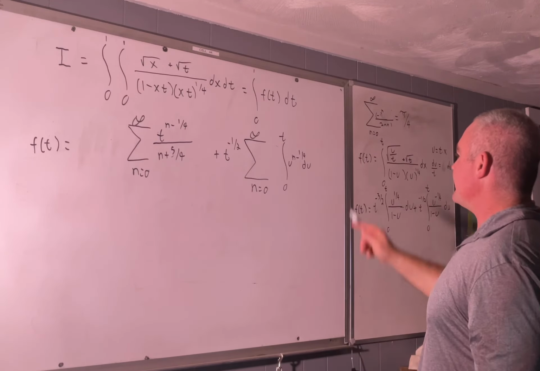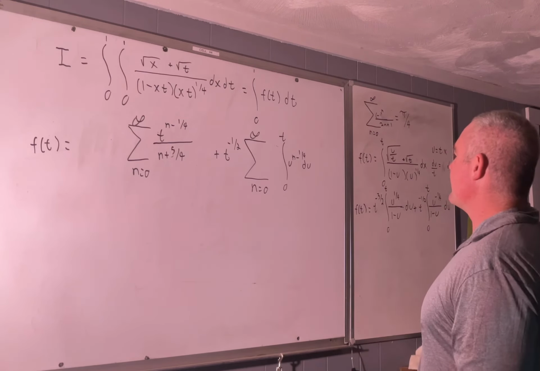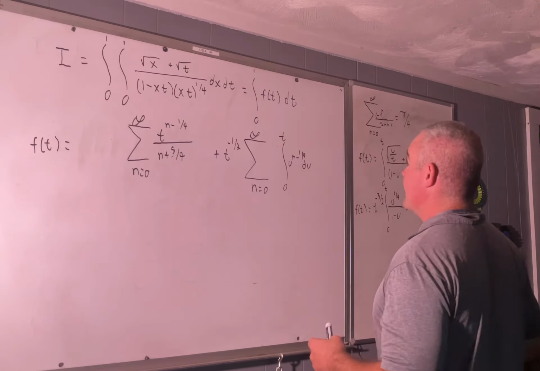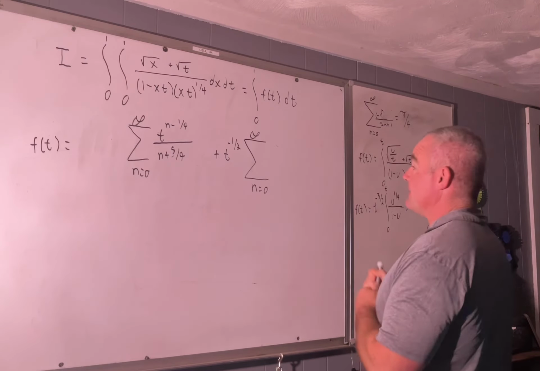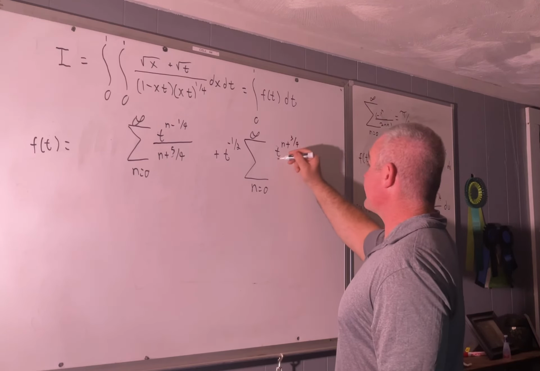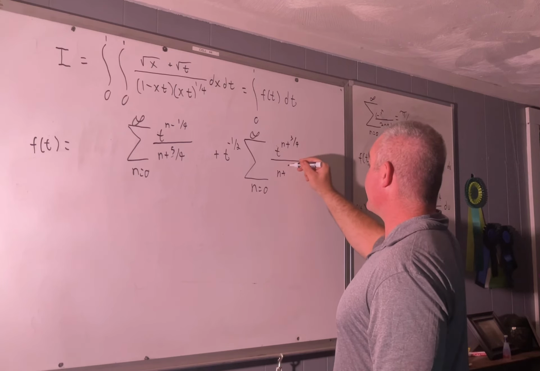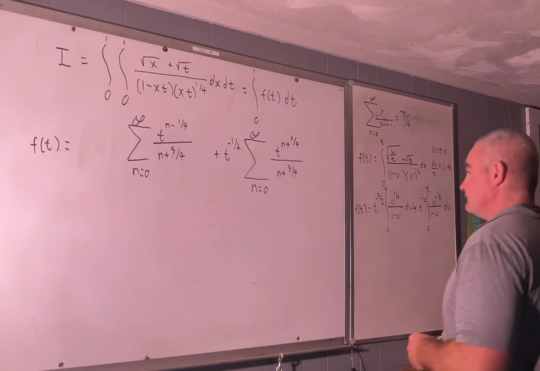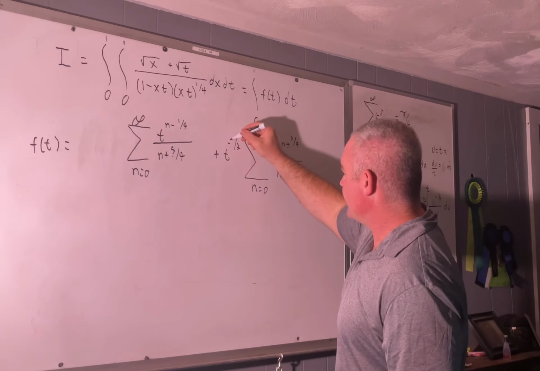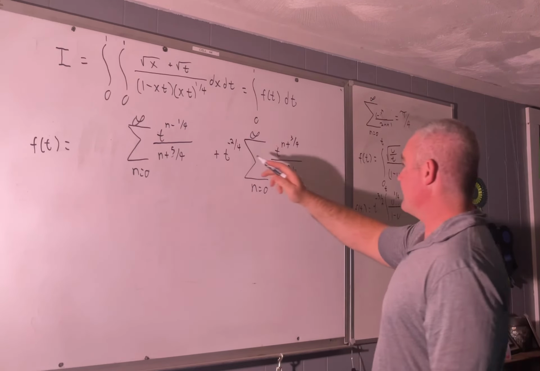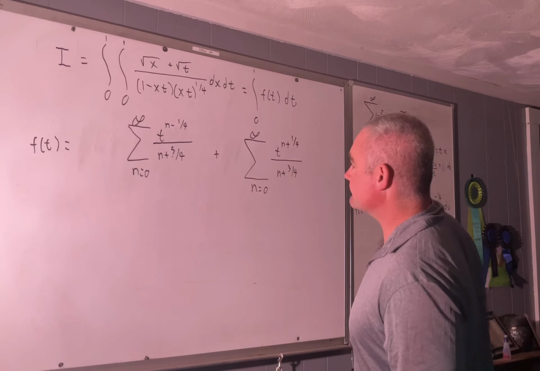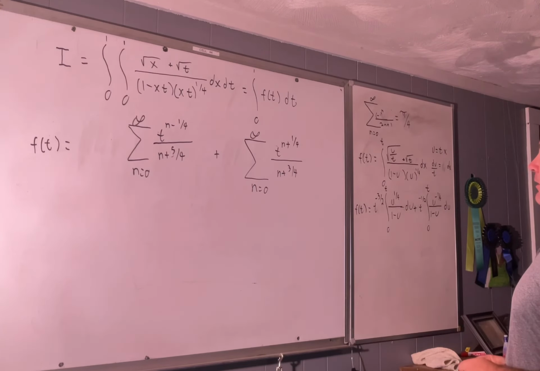All right, let's see what happens when we do similar things over here. Let's see, we're going to get u to the n plus 3/4 over n plus 3/4, evaluated at t, so we're going to get t to the n plus 3/4 over n plus 3/4. And then of course this is a t to the negative 2/4. 3 minus 2 is 1, so t to the n plus 1/4. Okay. So there is our f of t.